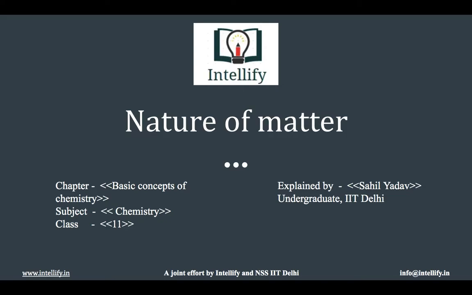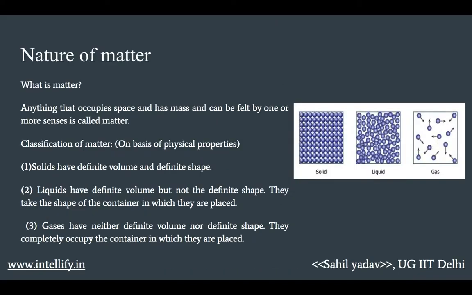Moving on to our first topic of today, that is nature of matter. So, what is matter? You must be familiar with this term from your earlier classes, but let me try to explain it. Anything that has mass and occupies space and can be felt by one or more senses, that is hearing, taste, smell, touch, and sight, is called matter. Everything around us, for example, book, pen, pencil, water, air, all the living beings, etc., are composed of matter.